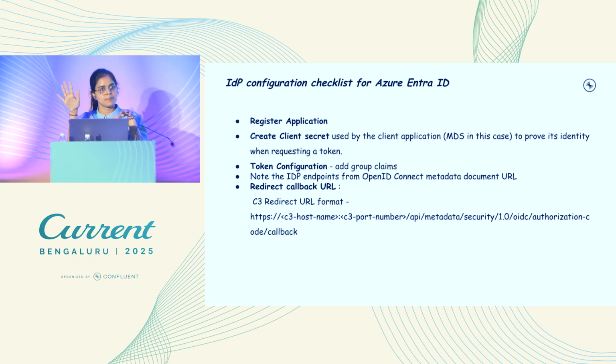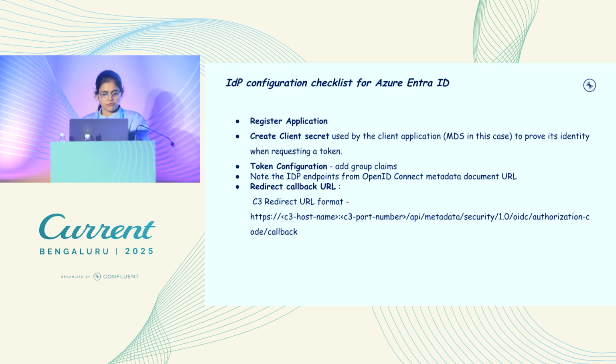And the final step would be to configure the redirect callback URL. This redirect callback URL is the place where, after authentication, the user is redirected back to. Once the authentication happens, like in the previous flow you saw, there were two parts. First was the authentication part. Once the authentication is done, there was a callback URI, where the user would be redirected to, that is the application part.